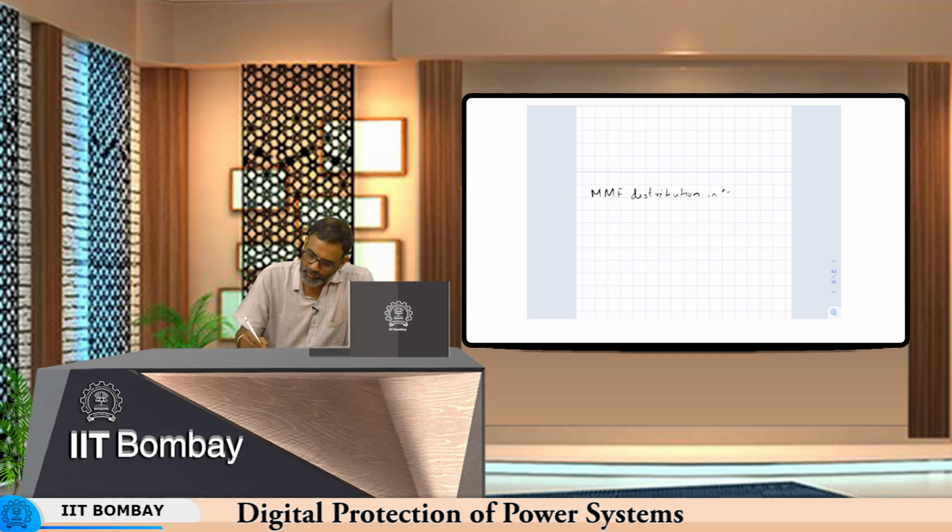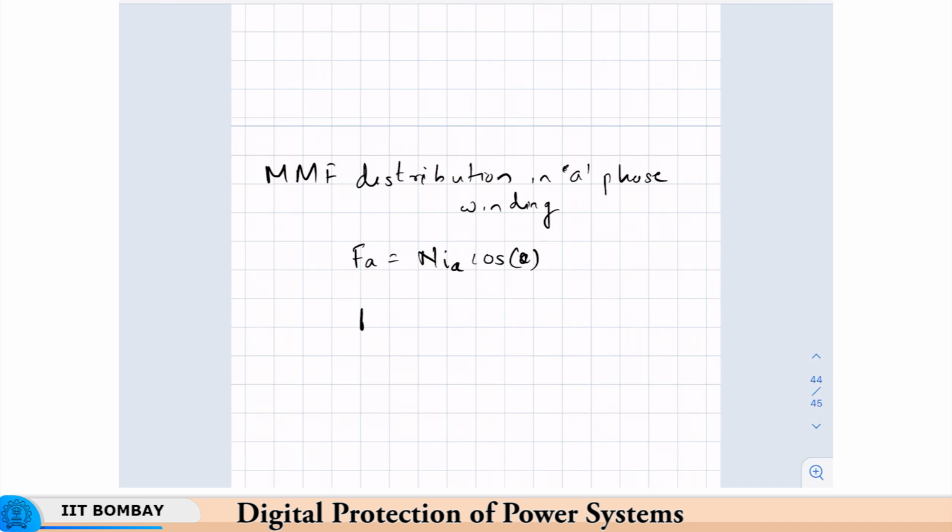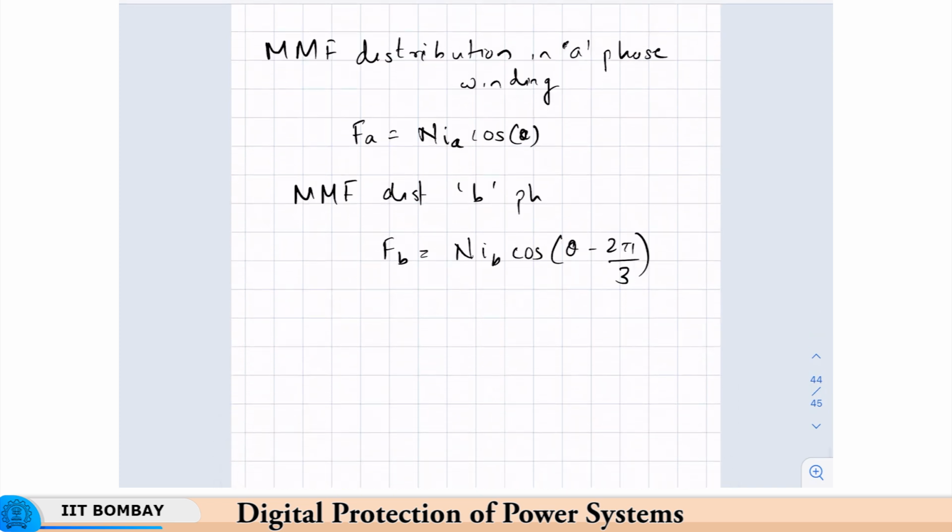in A phase winding is given by say FA. F is the notation for MMF. So, N number of turns into IA into cos of theta. Okay. Theta is the angular displacement. For the B phase winding, I am not writing the whole thing again, but B phase is given by, it will be the same, but displaced by 120 degrees. Okay. Balanced. And MMF distribution for C phase is given by FC is N IC. IA, IB, IC are the currents in their respective ABC phases.